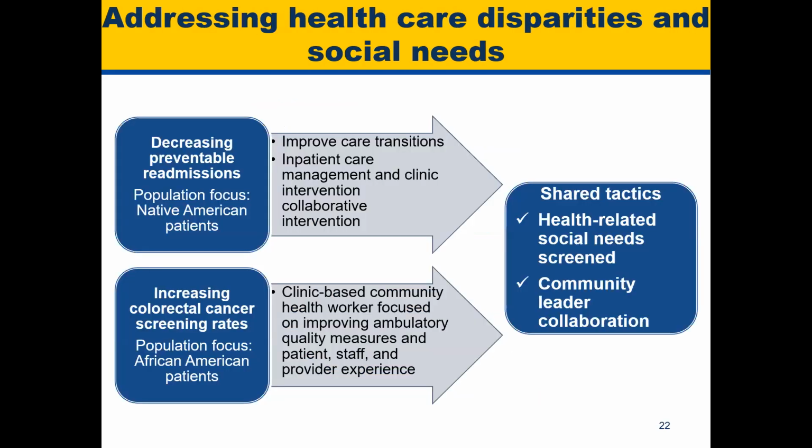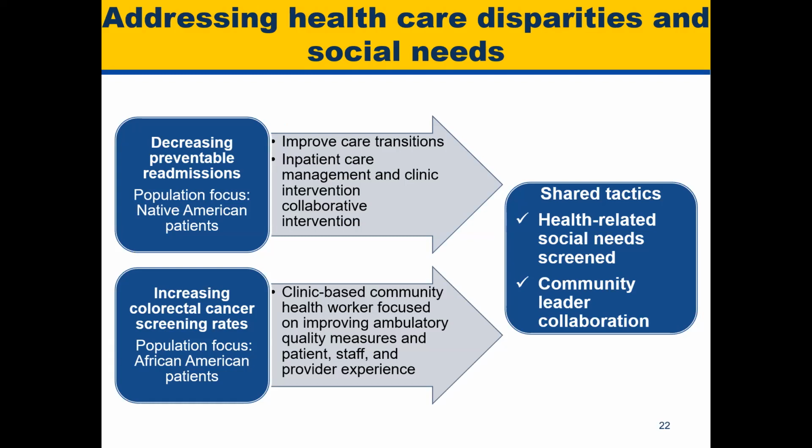And so I guess, just how does that work when you're actually trying to break it down into some more focused engagement with our community partners? After I'm done with this slide, I'll hand it over to our OpenPath Resources partners. But a couple of examples that we've looked at over the past few years, one being looking at decreasing preventable readmissions in our Native American population, and the second being increasing colorectal cancer screening rates in our African American population.